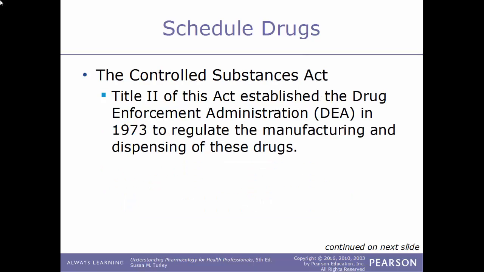Now, it is the Controlled Substances Act that helps to determine what drugs are legal and what drugs are illegal, based on what classification they fall under. And Title II of this act established the DEA, the Drug Enforcement Administration. And this was done in 1973 to regulate the manufacturing and dispensing of these drugs.